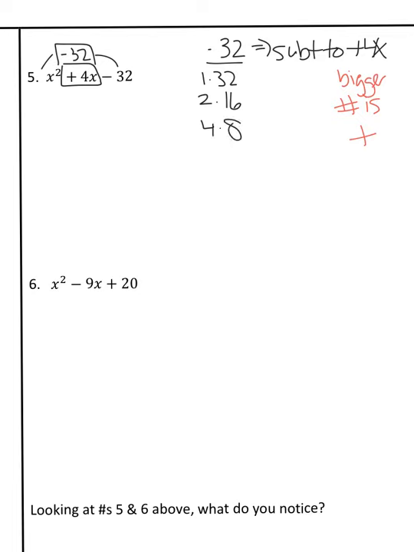So we need to find which ones subtract to 4x. So 32 minus 1 is 31. That doesn't work. 16 minus 2 is 14. That does not work. 8 minus 4 is in fact 4. And the bigger number is positive. That means it's going to be a negative 4.